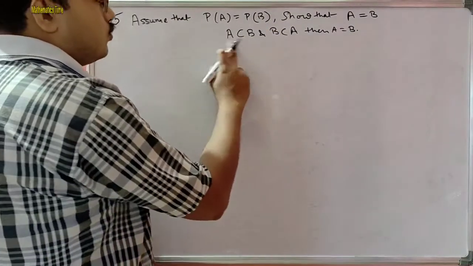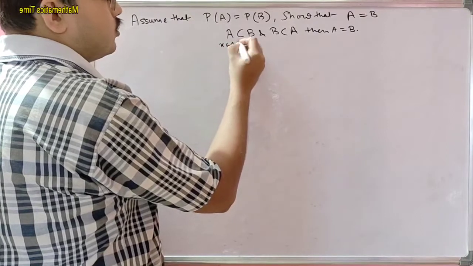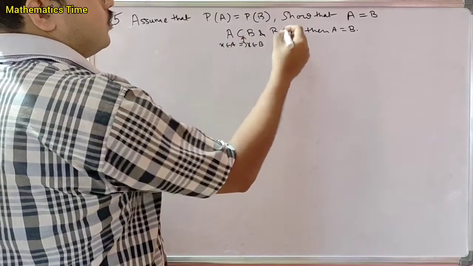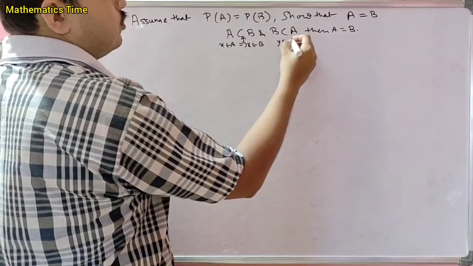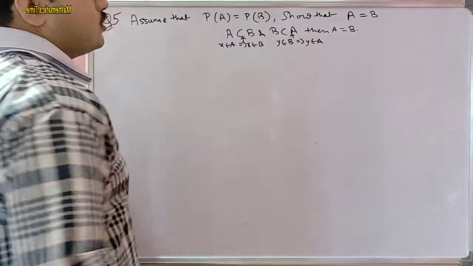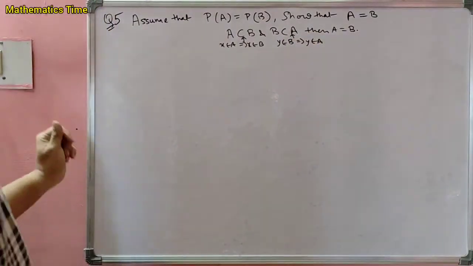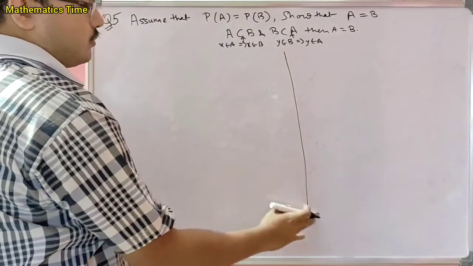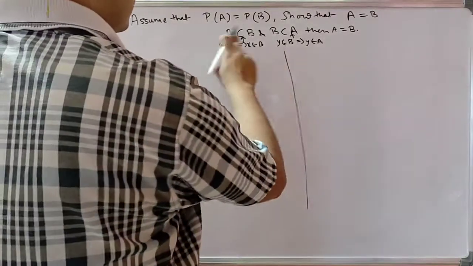To show this, what do we have to show? We have to show x belongs to A implies x belongs to B. Then it will be achieved. And for this we have to show y belongs to B implies y belongs to A. Then this can be achieved. So this is our plan for how to solve this problem. First we are solving this portion. Now we are separating this.